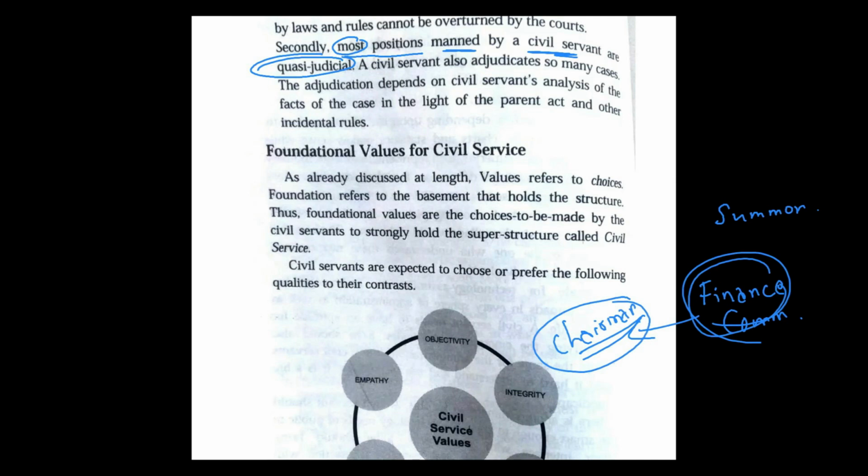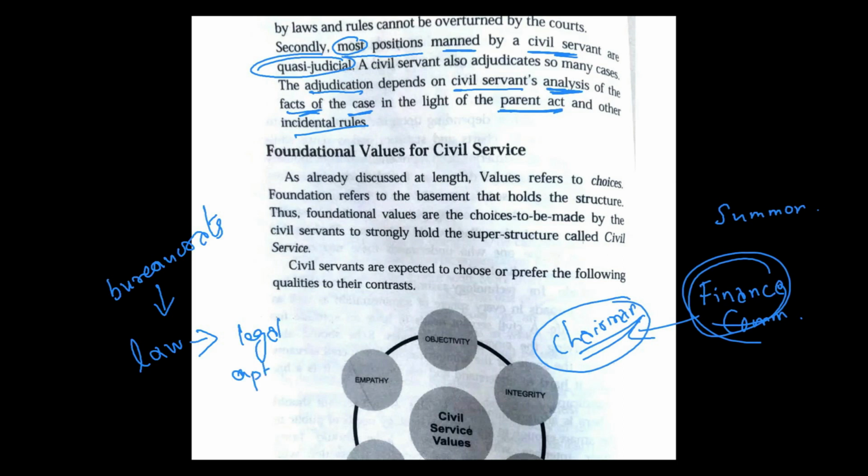Okay. So the adjudication depends on the civil servant's analysis of the facts of that case in the light of the Parent Act. Whether work is proceeding according to the Act or not, and some rules. Simple. So that is the reason why these bureaucrats need to know law. In better language, in ethics, you have to write legal aptitude. Somebody will write bureaucrats should know the law, but you will write bureaucrats should have legal aptitude. Then you will get more marks. The meaning is the same, but here the language matters.